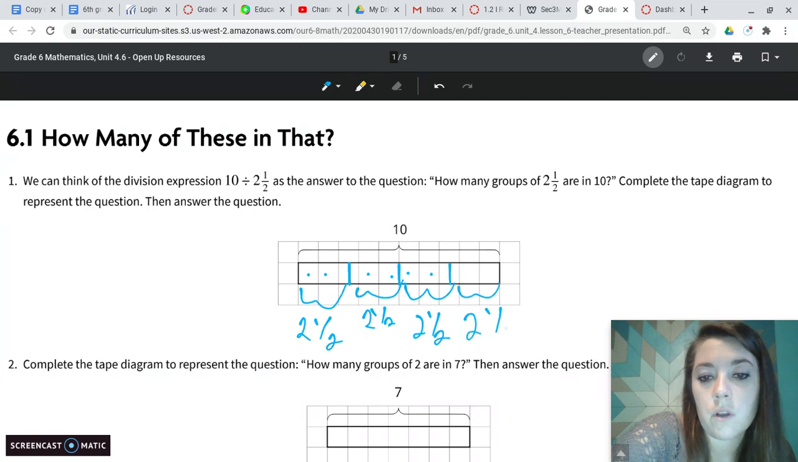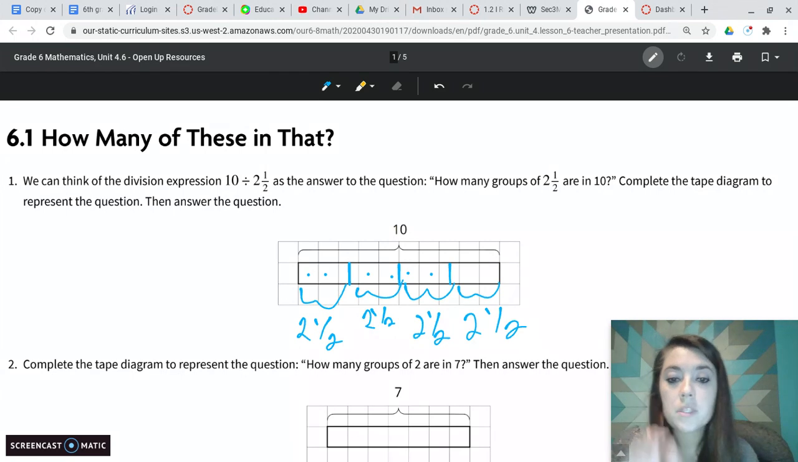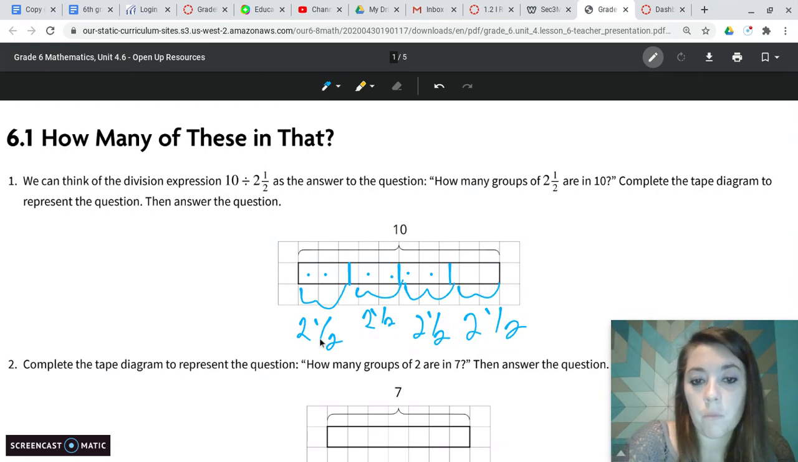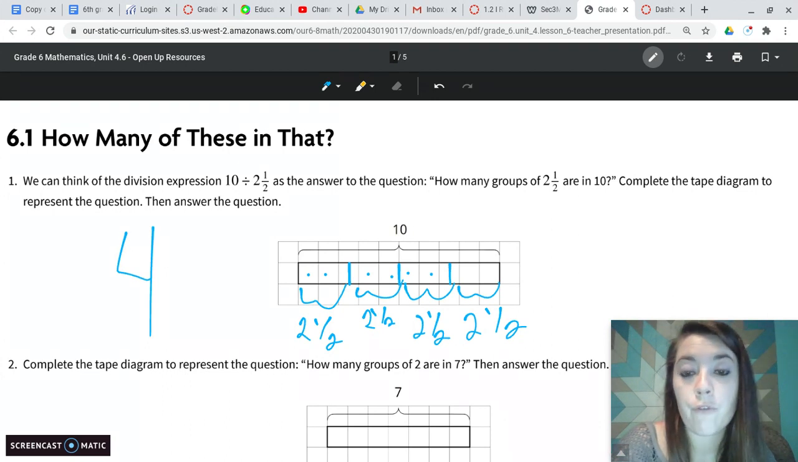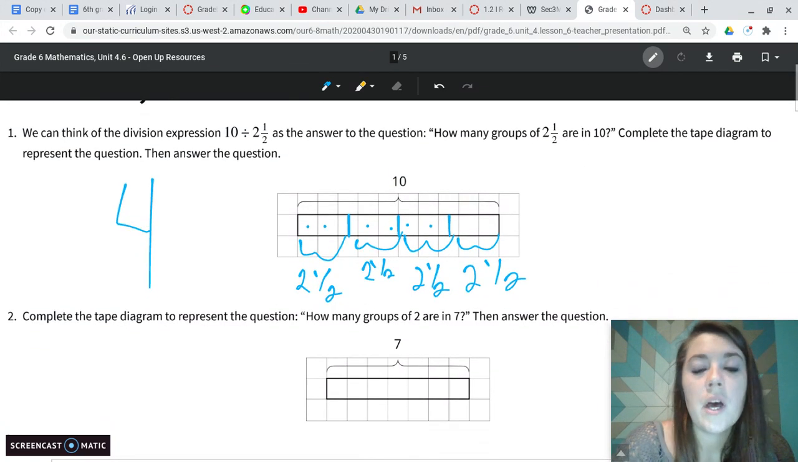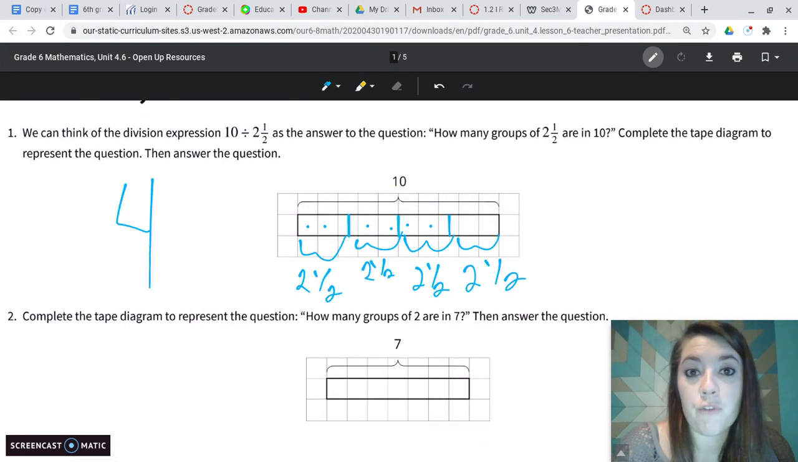So 2 and 1/2. So how many groups of 2.5 are in 10? Well, 1, 2, 3, 4. The answer is 4. There are 4 groups of 2.5 that make up 10. So this tape diagram can be very helpful for those of you who really are visual learners who need to see how to divide these things, see how these groups work out of the whole, and really get the understanding of how many groups make up this whole with this size of a group.